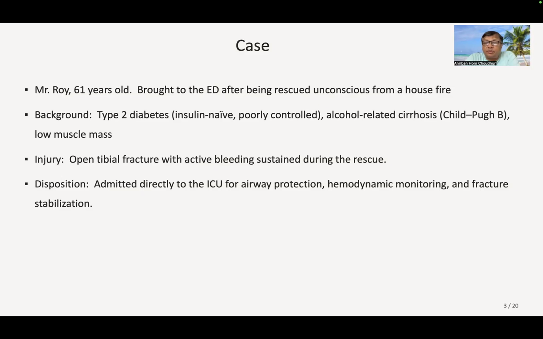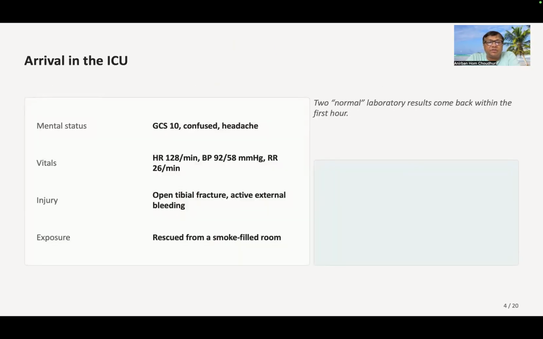So this was the situation on day 0, and when the patient arrived in the ICU, his mental status was that he was having a GCS of 10, appeared confused, and was also complaining of headache. The vitals revealed a heart rate of 128 per minute, BP of 92/58, respiratory rate of 26 per minute. The injury on examination was an open tibial fracture with active external bleeding. The exposure he had was that he was rescued from a smoke-filled room.